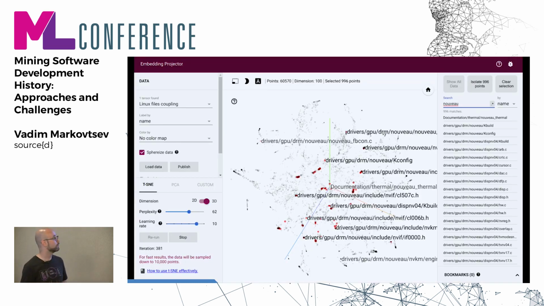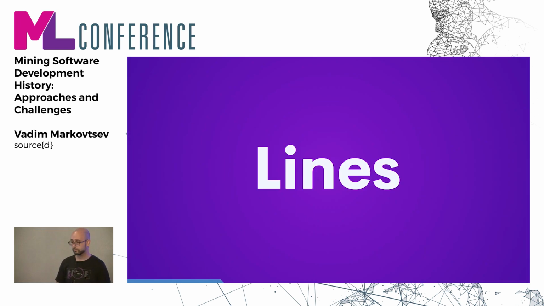This is how it may look. It is plotted for the Linux kernel in TensorFlow Projector. You see that all the files which are related to the NVIDIA open source driver, although they can be in different directories really, are near each other, and t-SNE maps them to roughly the same spatial cell, which is cool.